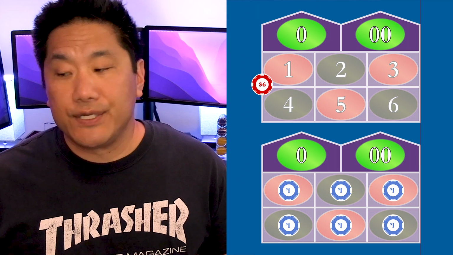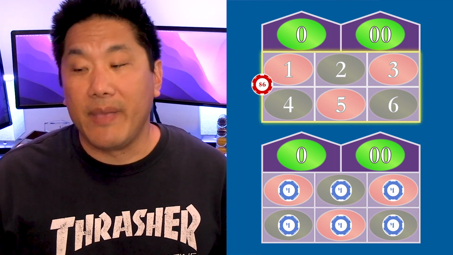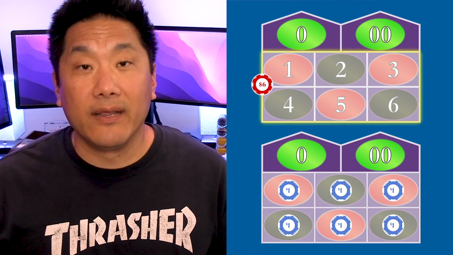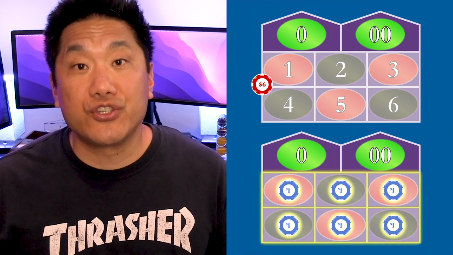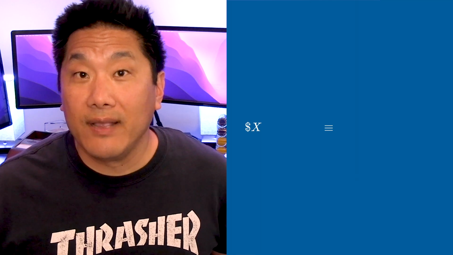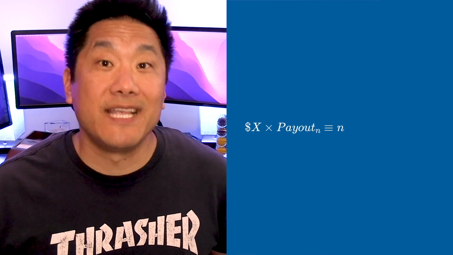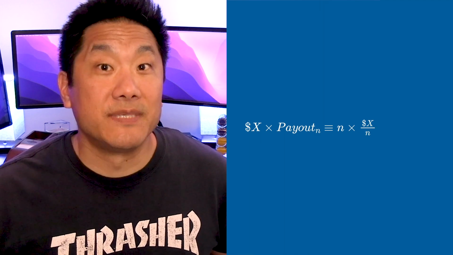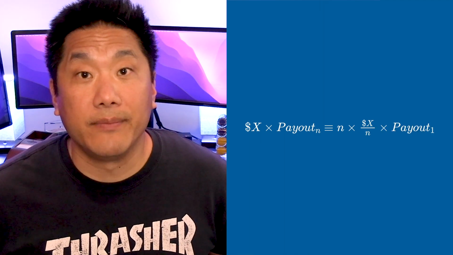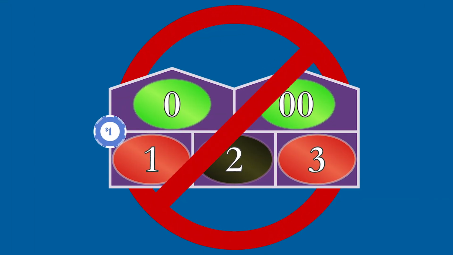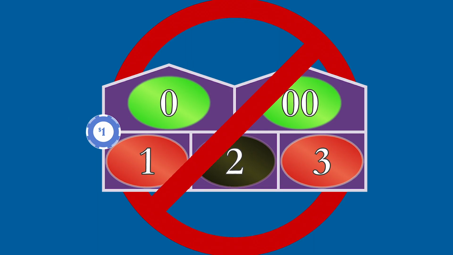So in other words, betting X dollars on an N number bet is identical to betting X over N on each of those numbers straight up. And formulaically, we can represent that as X dollars at an N number payout is equivalent to N times X dollars over N times the single number payout, which is 35-1. And that is true for all multi-number bets besides the five-number bet, which if you've seen my other video, you know is a problematic, nonconformist bet that you should never make in roulette anyway.